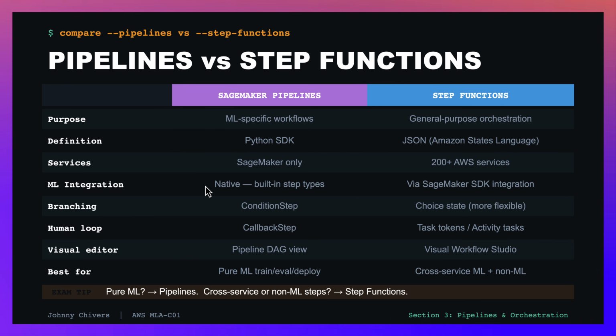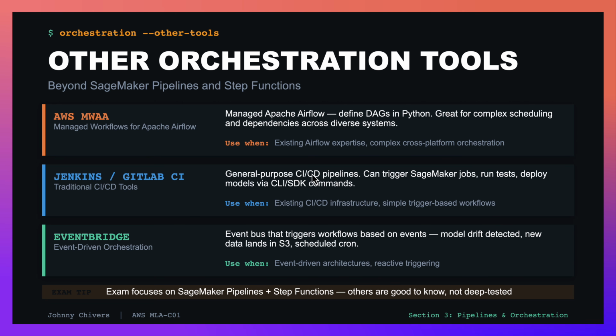I did put together this slide that shows you Pipelines versus Step Functions. It's Pipelines specifically for ML, more general purpose with Step Functions. Definition is Python, definition is JSON. SageMaker only integrates with more AWS services, and so on and so forth. So you will need to know this for the exam. And an exam tip: pure ML, think Pipelines; cross-service or non-ML steps, start to think Step Functions and heading in that direction.